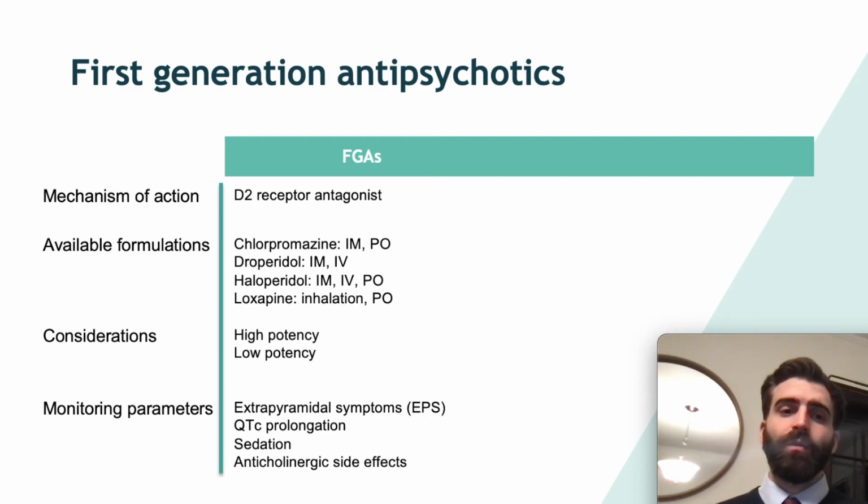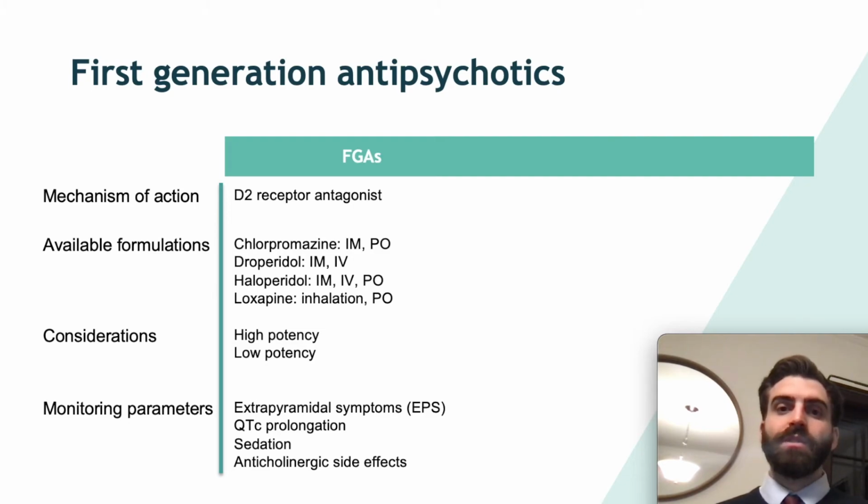Here are some available formulations, and a consideration for the first-gen antipsychotics is potency. High potency agents are things like haloperidol. You can tell something's high potency because the milligrams will be very low. Haloperidol 5 is a common dose. This is a high potency agent. Chlorpromazine 100, 200 is a common dose, so this is 3 digits in the number. This is low potency. Knowing the potency is helpful because this can help you to predict certain side effects.